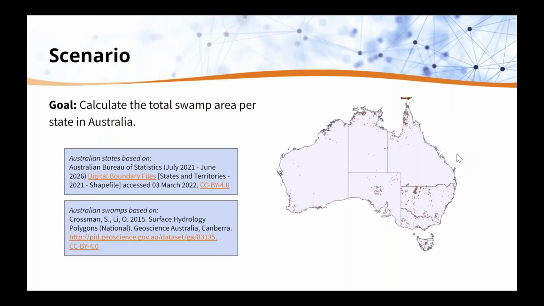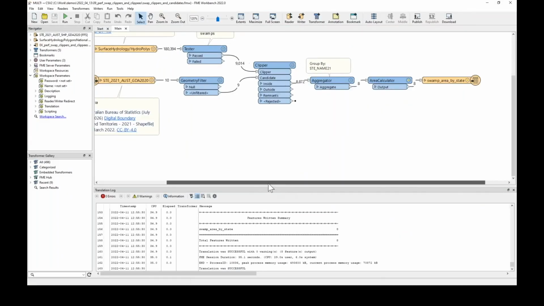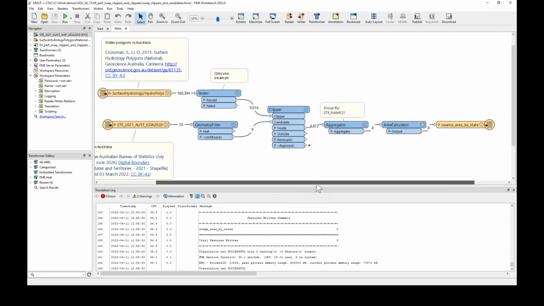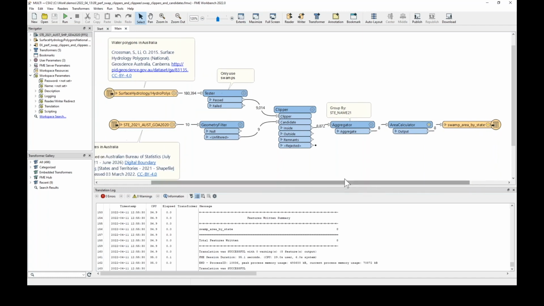There's also something else I can do when doing area clipping, so I'm going to set the scene. My goal was to calculate the total swamp area per state in Australia, and I've actually already run my analysis. The way I set up my analysis is that I use the swamp polygons as my Clipper geometries, and I use the state polygons as my candidate geometries. So I would clip the states with the swamps, and then I had an aggregator grouped by state name, so I'd have one aggregate geometry per state. Then I would calculate the area, and then I'd write out the area to a CSV file. And this took 35.1 seconds to run for me.